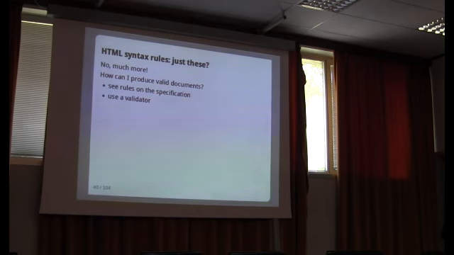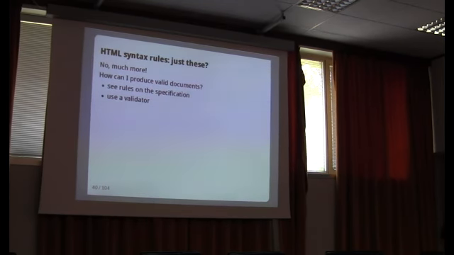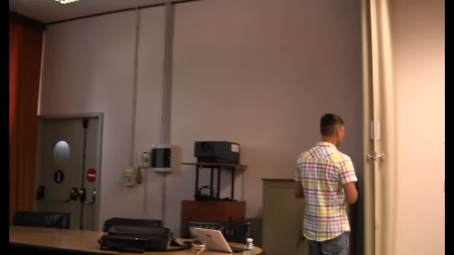Now, there is a large set of syntax rules. We are not going to talk about all the syntax rules, they are not so interesting in this course, but how can an author cope with all these rules? Usually in two ways. The first one is that the author should know the specification, so should know all the set of rules, but it's not so easy. The second way is to use a validator, that is a computer program that knows all the rules and is able to understand when a document conforms to the rules.